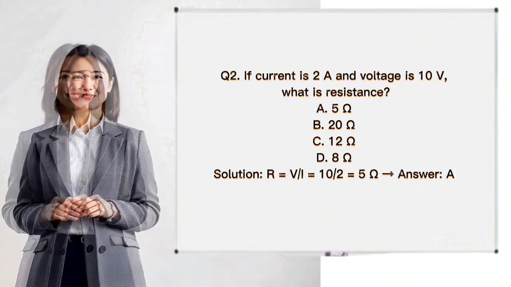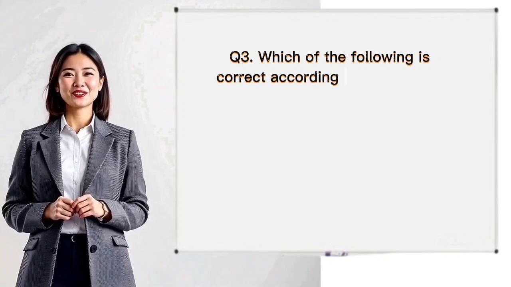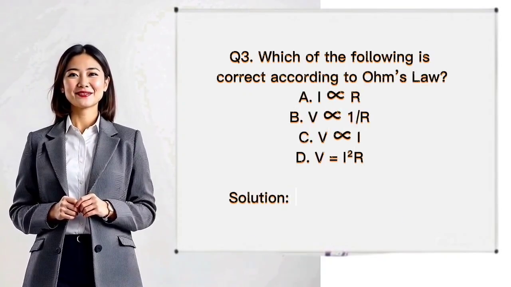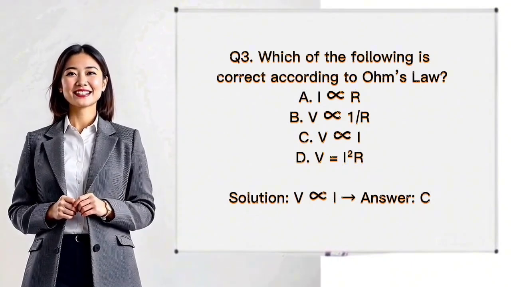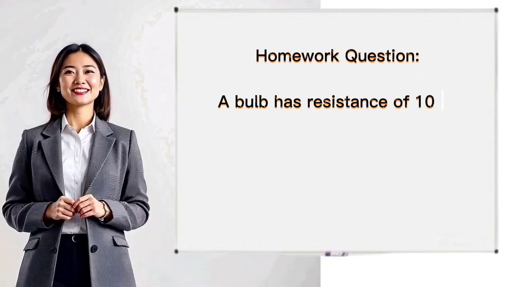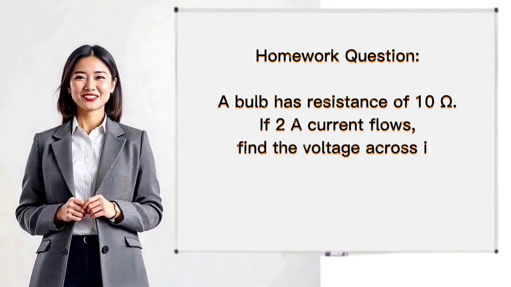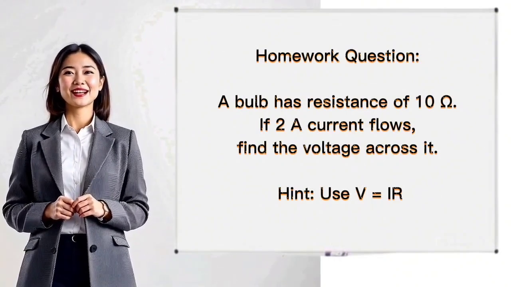Answer A. 3. Which of the following is correct according to Ohm's law? A. I = VR, B. V = R/I, C. V = IR, D. V = I/R. Solution: V = IR. Answer C. Homework question. A bulb has resistance of 10 ohm. If 2 A current flows, find the voltage across it. Hint: use V = IR.